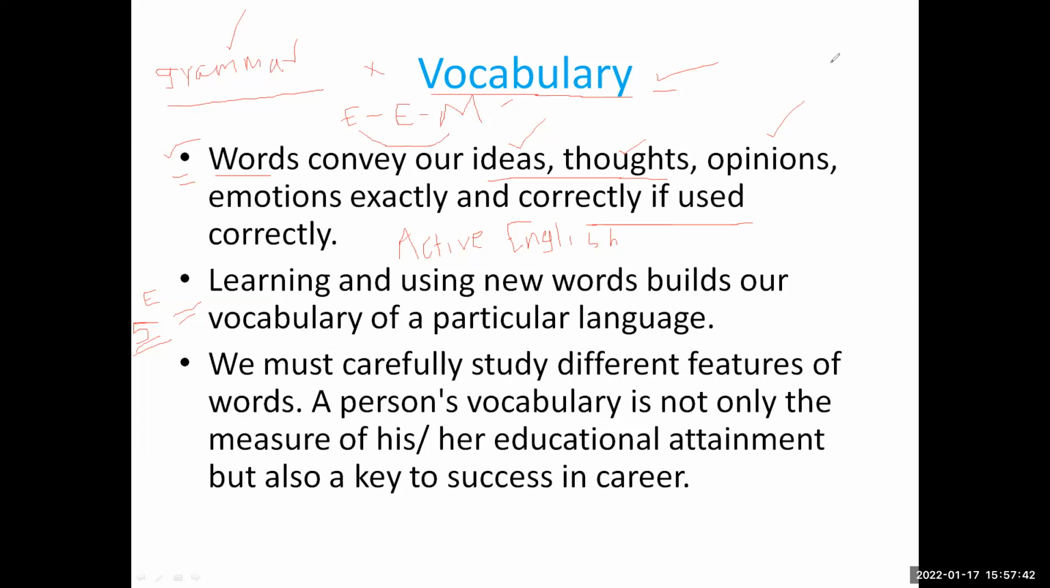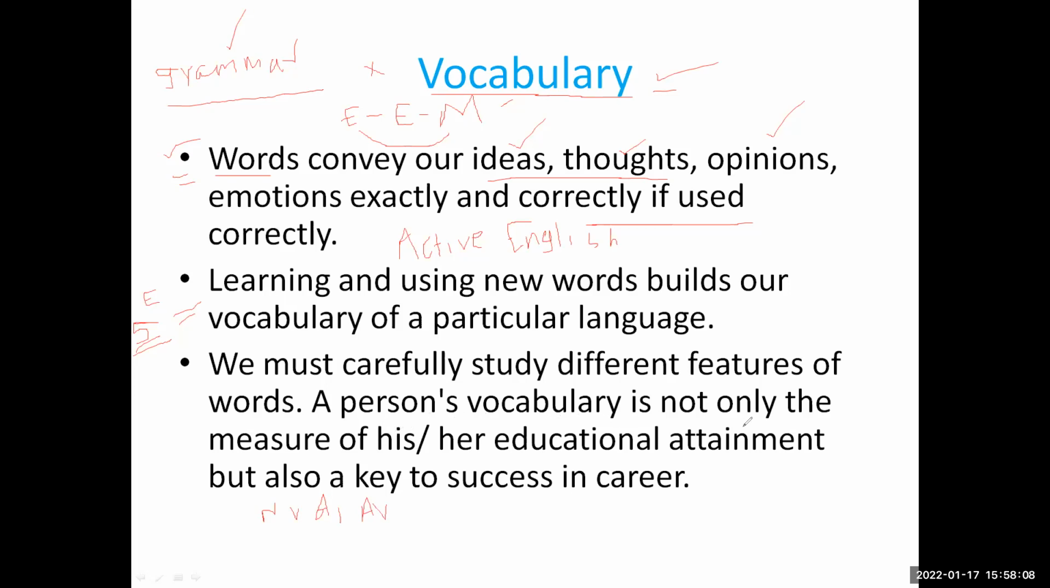So we must carefully study different features of words. Do you know what the features of words are? There are many words which we can use as a noun, and we can use the same word as a verb, as an adjective, and as an adverb also. There are certain words with certain features that we need to understand.